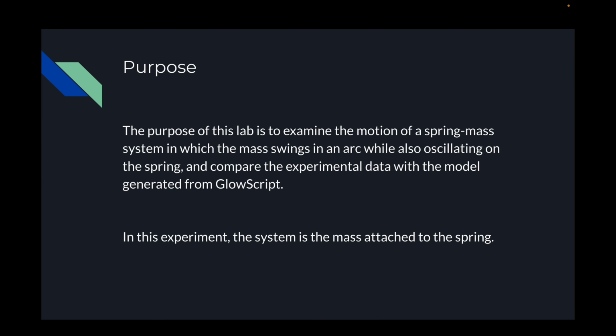The purpose of this lab is to examine the motion of a spring mass system in which the mass swings in an arc while also oscillating on a spring, and compare the experimental data with the model generated from GlowScript. In this experiment, the system is the mass attached to the spring.